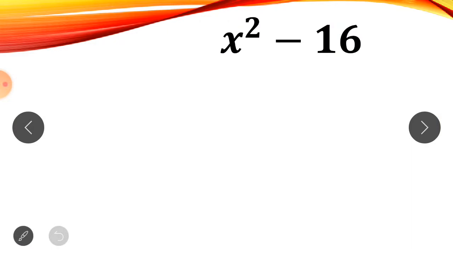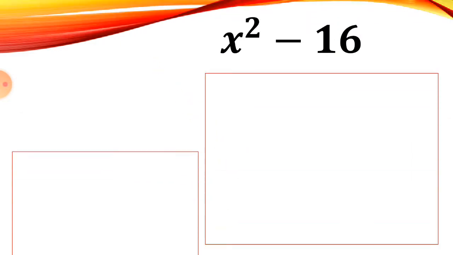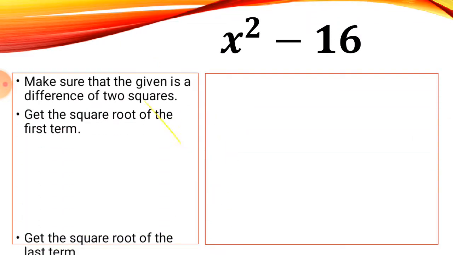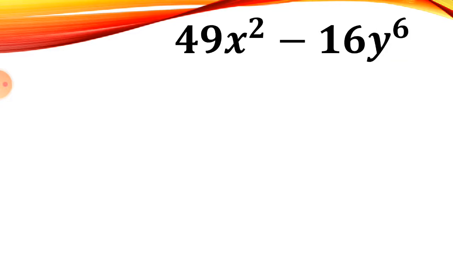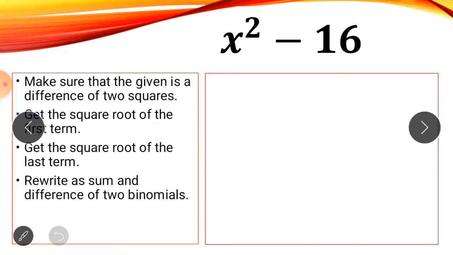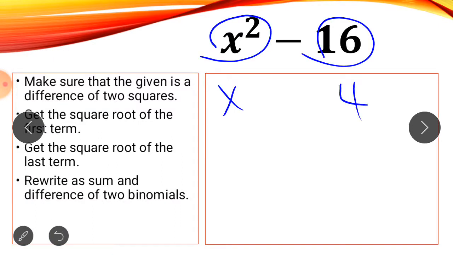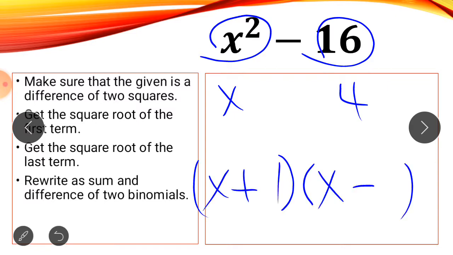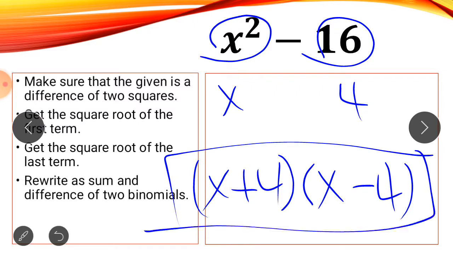Next, we have this one, x squared minus 16. So square root of x squared is x. Square root of 16 is 4. Rewrite as sum and difference. So x plus 4, x minus 4. So these are the answers.